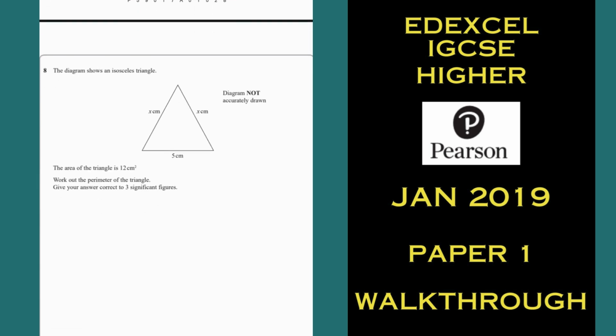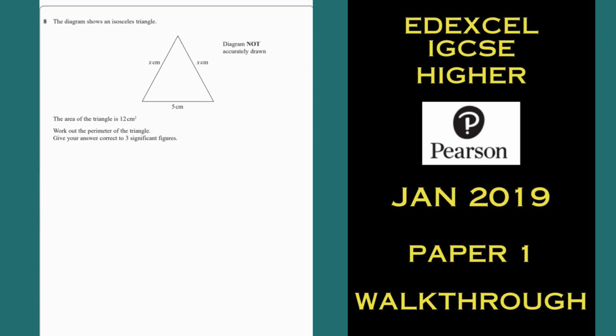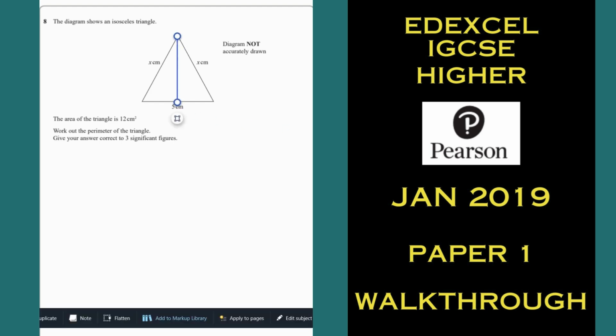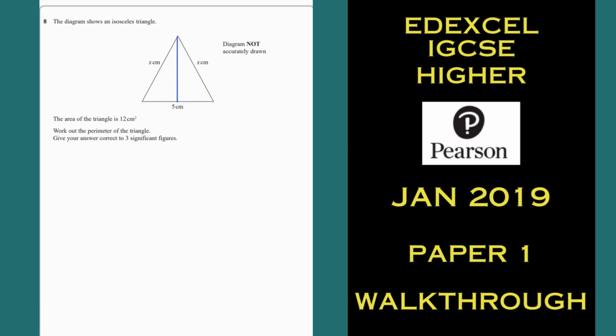Number 8. One of those where you don't feel like you've got enough information, but you have. So, the area of the triangle is 12. Now, the key here is area of a triangle is a half base times height. So we can say that 12 is equal to a half of the base. Now, the base is the whole thing, the 5, multiplied by the height. Bosh, you've got the height.